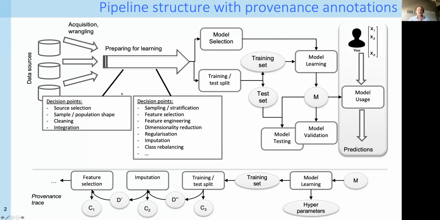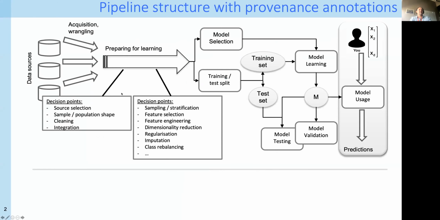So what's the motivation here? We're all familiar with this picture where you have a model that you learn from a training set that is the result of a pre-processing phase that starts with the selection of data sources, acquisition, wrangling, and then a number of operators which massage the data in a way that is then suitable for input into a model learning algorithm.